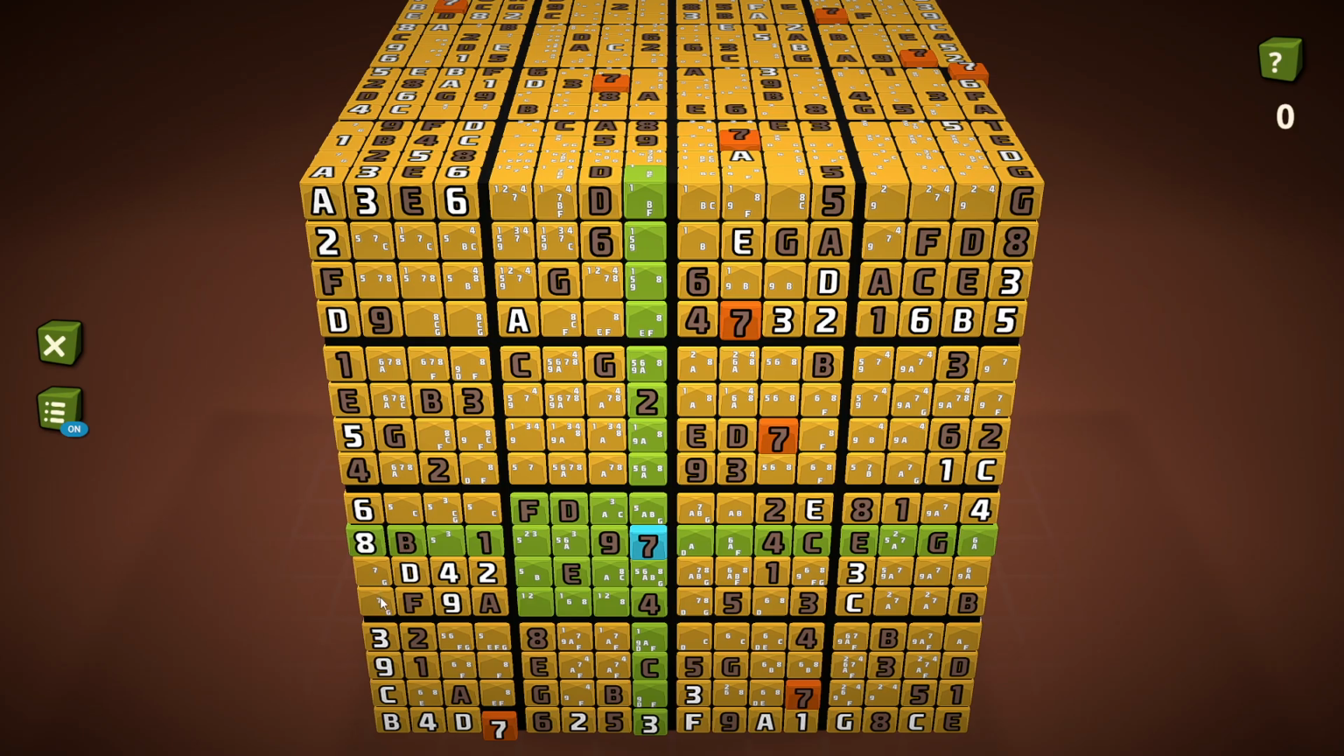Alright, has to be one of these two here. Oh, hello. So both these could be the top row. Could be the top row.